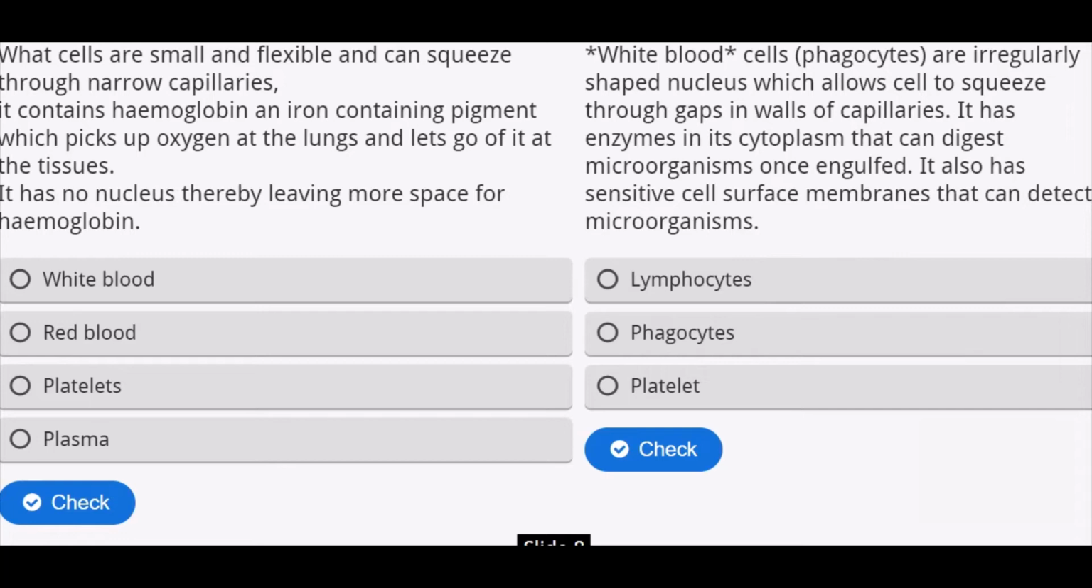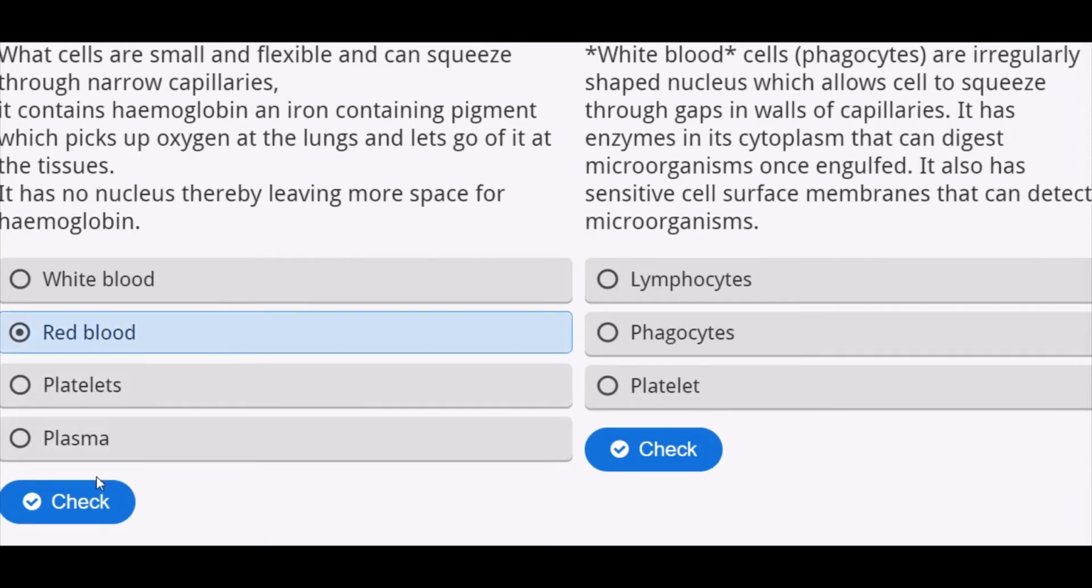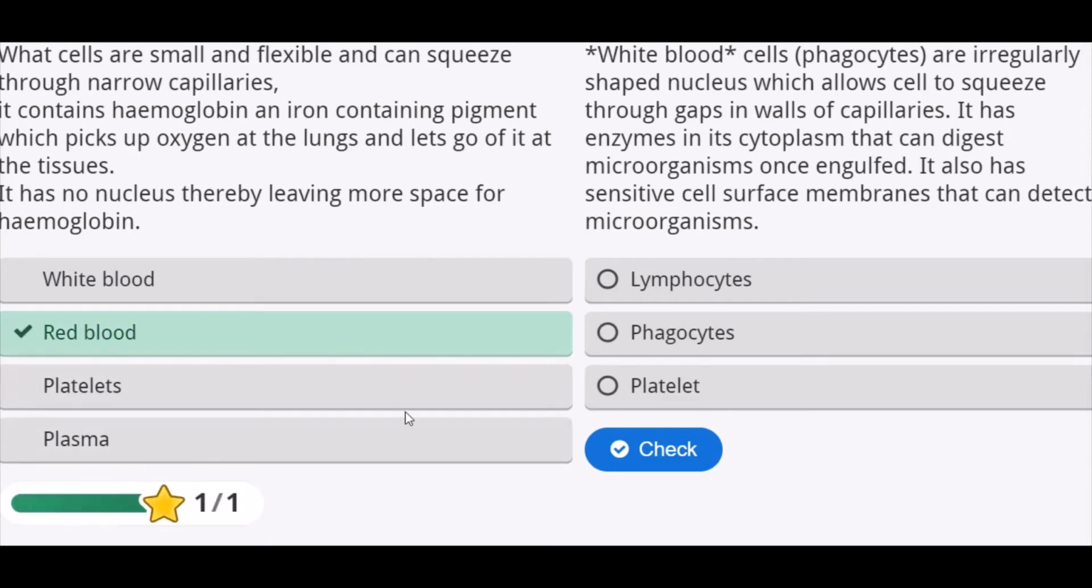So we have a question here. What cells are small and flexible and can squeeze through narrow capillaries? It contains hemoglobin, an iron containing pigment that picks up oxygen at the lungs and lets go of it at the tissue. It has no nucleus, thereby leaving more space for hemoglobin. That will be the red blood cell. White blood cells, phagocytes to be specific, are irregularly shaped.